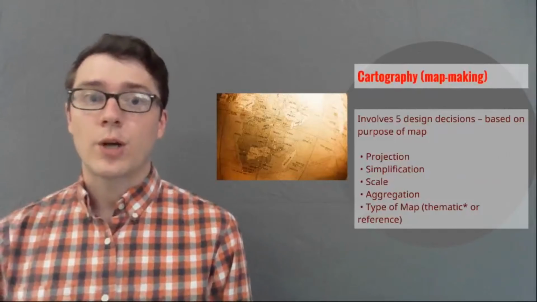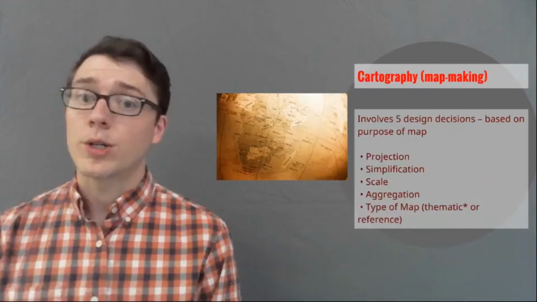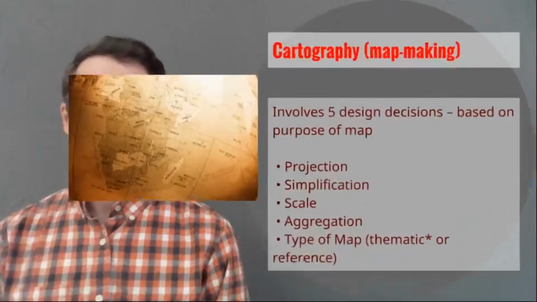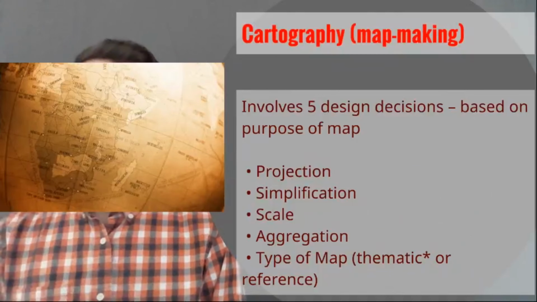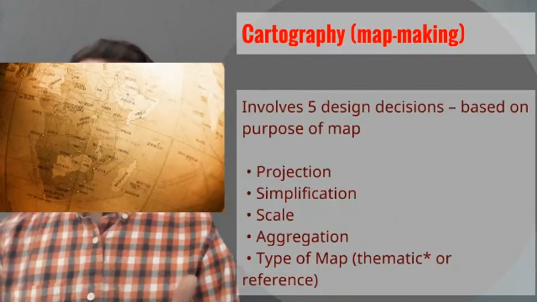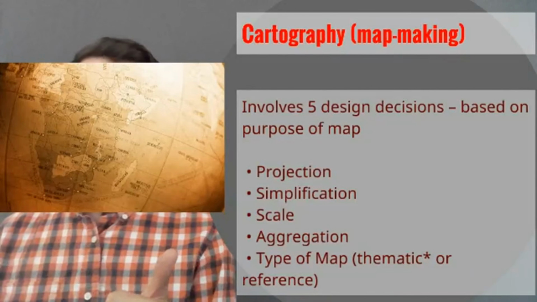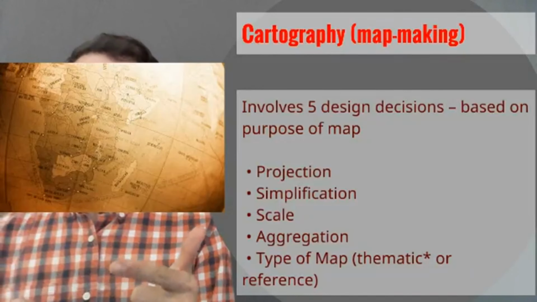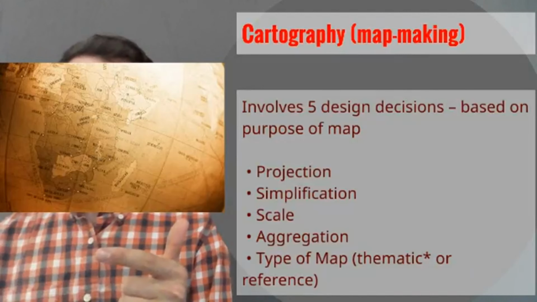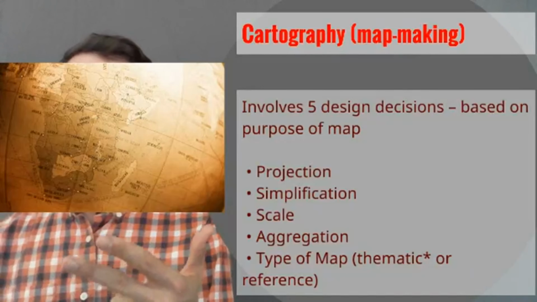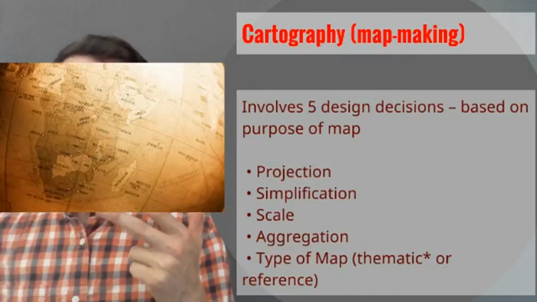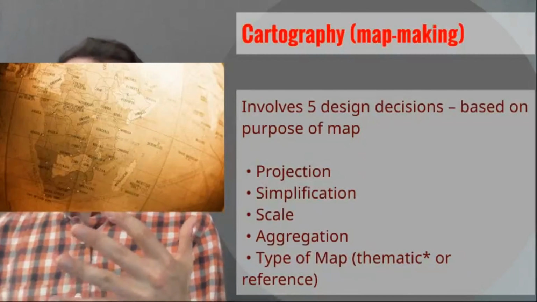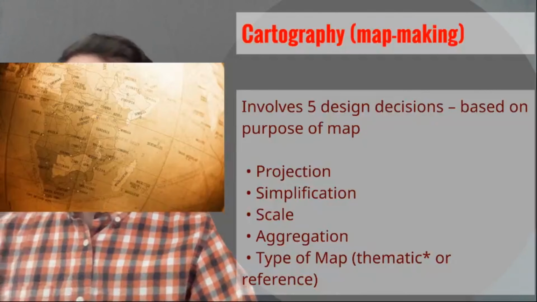So who makes maps? Cartographers are the people who make maps, and cartography is the art of map making. Cartographers have important decisions when they're trying to figure out what they want to put on a map. The first one is projection. How do they want to transfer the image of a 3D globe onto a flat surface? Simplification, how are they going to break down that information in a way that people can understand? The scale, how much area is covered on the map? The aggregation, which is how do you break up that information once it's on the map? And then the type of map, is it a thematic or a reference map?